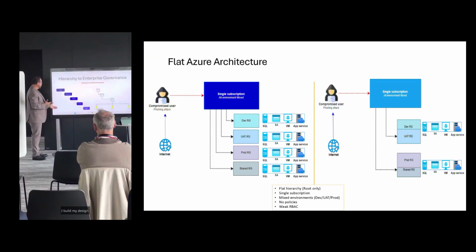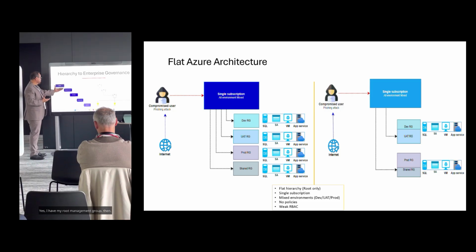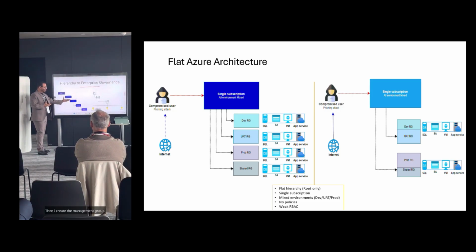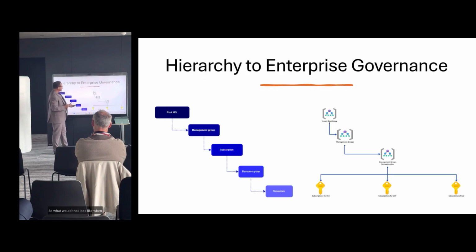I build my design. Yes, I have my root management group done. Then I create the management group, then I create the subscription. I create the resource group and then my resources. So what would that look like when you put it all together? How many management groups do you have?